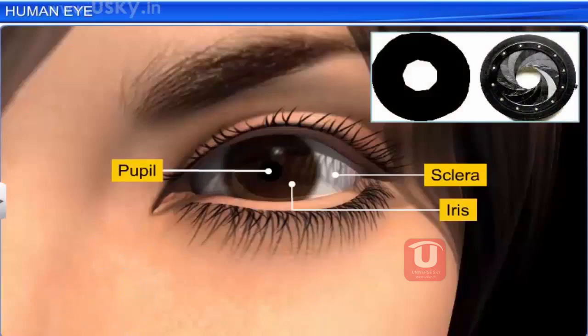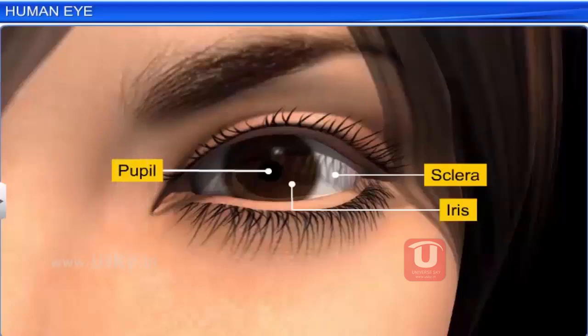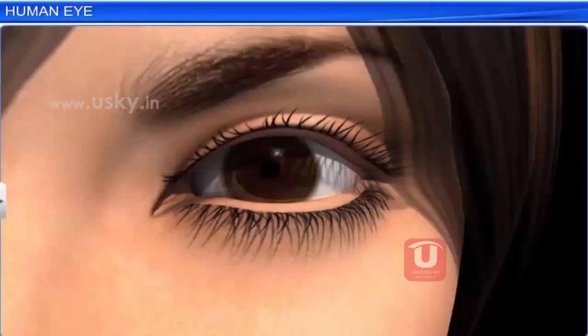pupil. The amount of light that enters the inner parts of the eye depends on the size of the pupil, which is controlled by the muscles present in the iris. In bright light, the iris contracts the pupil to restrict the light, whereas in dim light, it widens the pupil to admit more light into the eye.